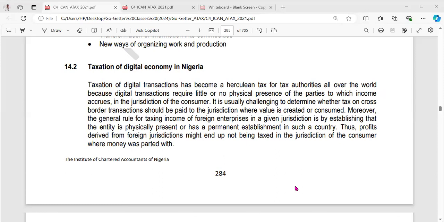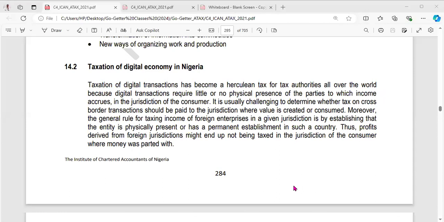And so it is usually challenging to determine whether tax on cross-border transactions such as this should be paid to the jurisdiction where value is created. In this instance I use, value is created in the United States where the school is being held. The professor teaching you there is in the United States. Value is created there. So it's a challenge to determine whether these school fees we are paying, the tax should be paid to the United States where the value is created, or to Nigeria where this value is being consumed, because the person who is learning, going to this school, is in Nigeria consuming the education. So should they pay tax to Nigeria or to the United States?